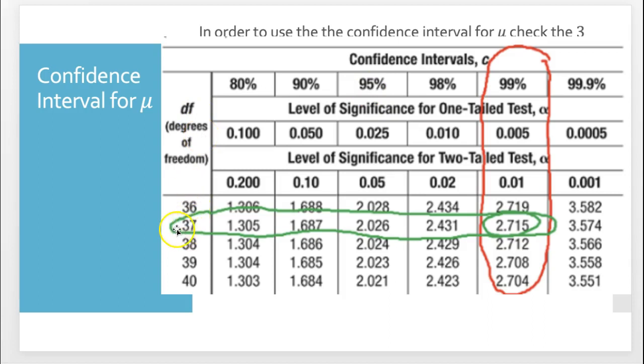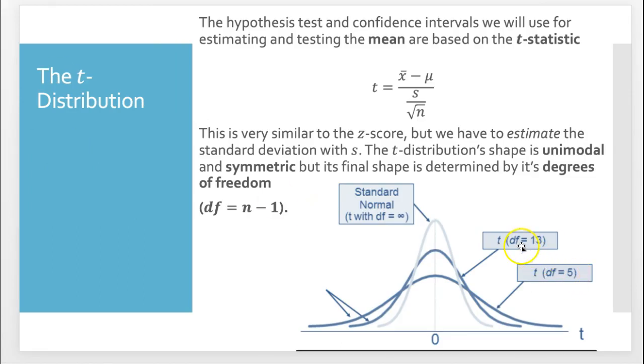Here my sample size was 38, so I did 38 minus 1 is 37. I need degrees of freedom as well, because this would be my t star value here, for a 99% confidence interval for a sample size of 38. Just remember in that previous slide that different degrees of freedom give you different distributions. The smaller the degrees of freedom, the larger the t star is going to be.